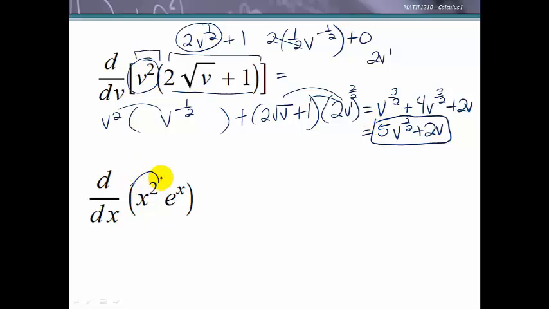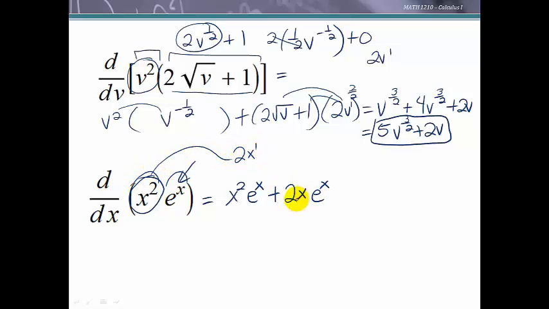We have the product of x squared and e to the x. So our product rule says the first function multiplied by the derivative of the second function. The second function is e to the x, and we know the derivative of e to the x is just e to the x, plus the second function, and that's e to the x, multiplied by the derivative of the first function, and that's just a power rule, so multiplied by 2x. So this is the derivative of x squared e to the x.